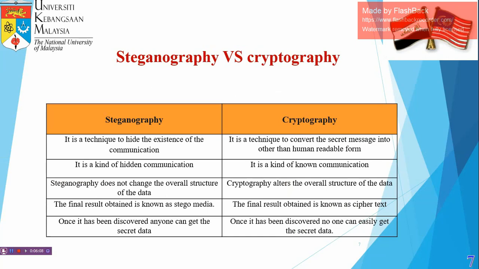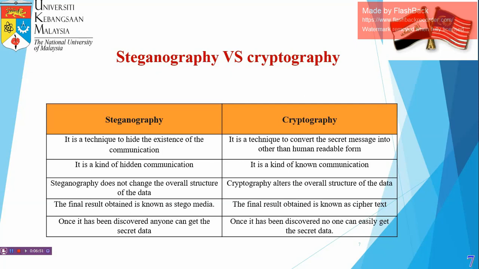Steganography versus cryptography. As we see in this table, there are some points of comparison between steganography and cryptography. One, steganography is a technique to hide the existence of the communication. It is a kind of hidden communication. Steganography doesn't change the overall structure of the data. The final result obtained is known as stego media. If it has been discovered, anyone can get the secret data.